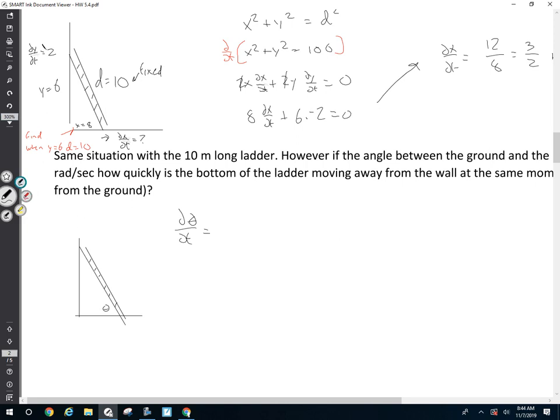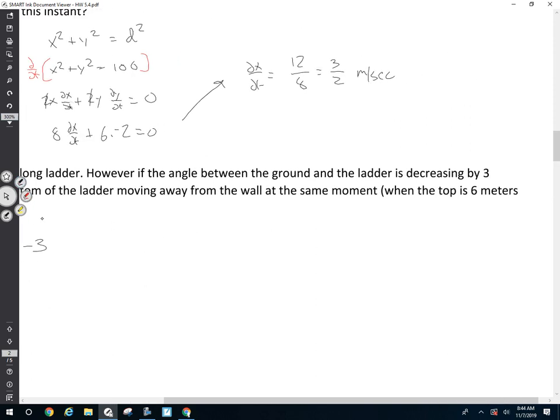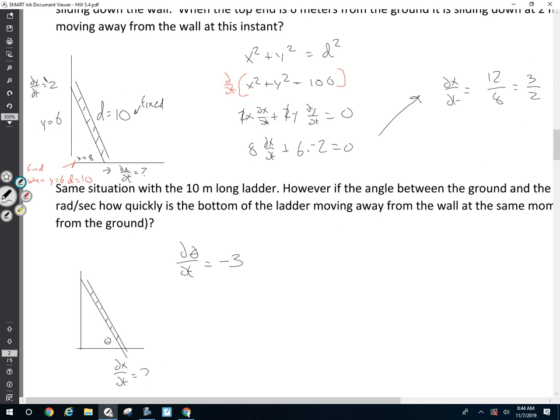D theta dt equals -3. I'm trying to find dx dt. How quickly is the bottom of the ladder moving away from the wall? When the top is 6 meters from the ground, but really more importantly with the 10-meter long ladder. This is interesting. You want to find dx dt. So this is a little bit different situation.